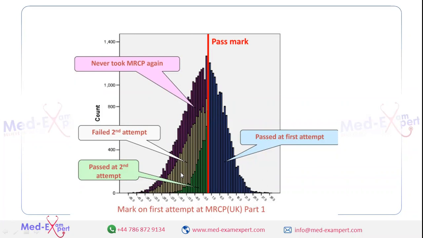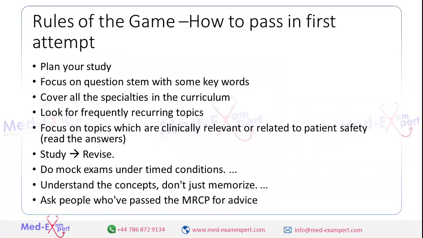What are the steps for clearing in the first attempt? You should know the rules of the game. What do I mean by rules of the game? You will be good in any game only if you know the rules. For example, Usain Bolt is a good athlete, a runner, but if you ask him to play cricket, he may not be good at cricket. You need to train yourself for the MRCP exam.